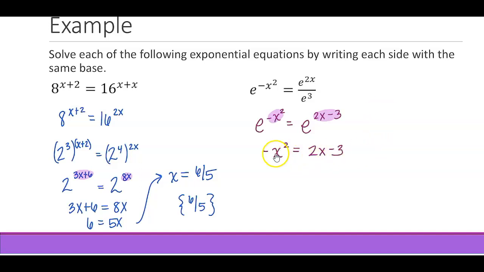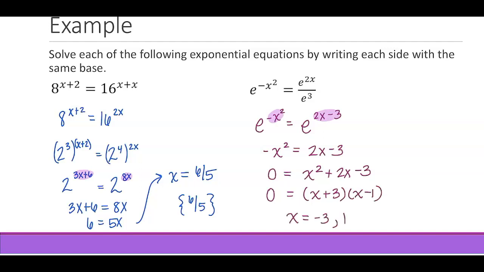It's a quadratic equation. I prefer to have a positive x squared, so I'm going to add the x squared to the right-hand side. X squared plus 2x minus 3. And this one's an easy one to factor. We get x plus 3, x minus 1. So my two solutions are negative 3 and positive 1. And again, because we're talking exponentials, there is no domain restriction, so both are solutions.